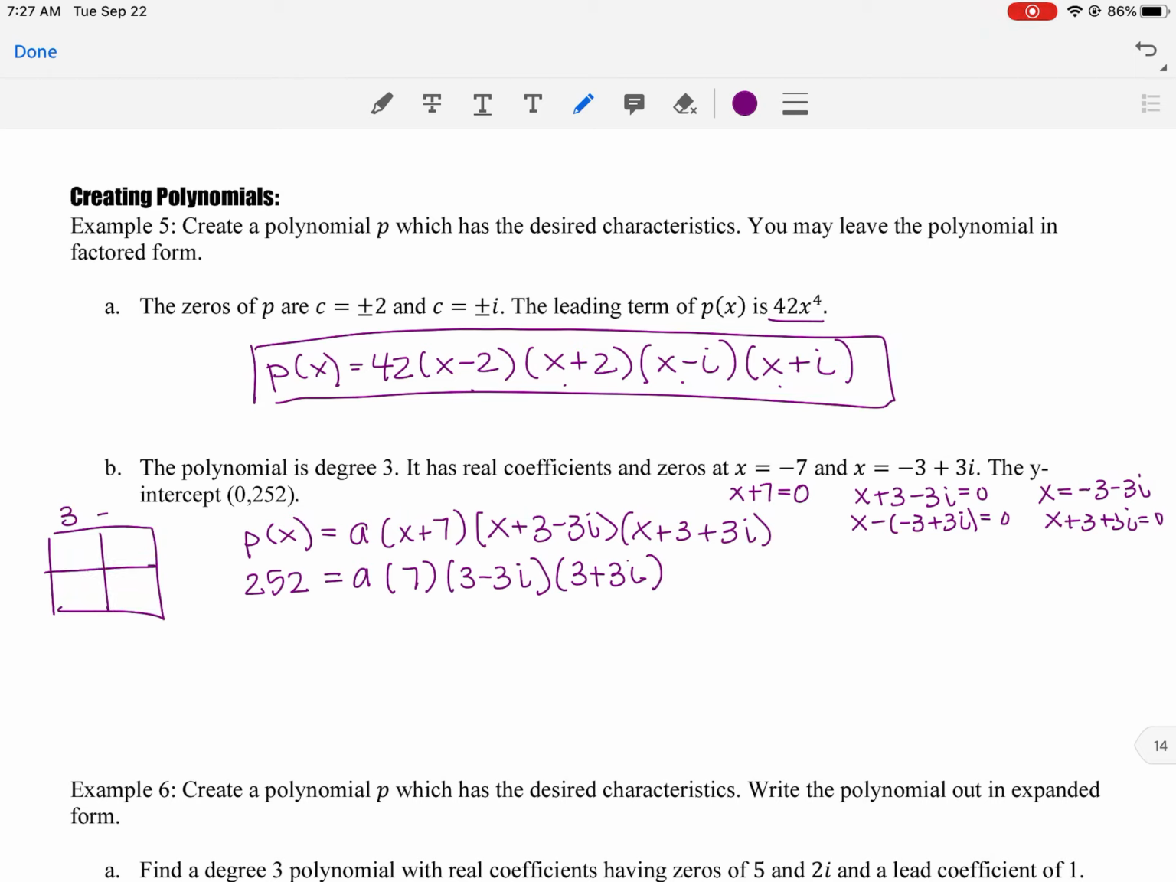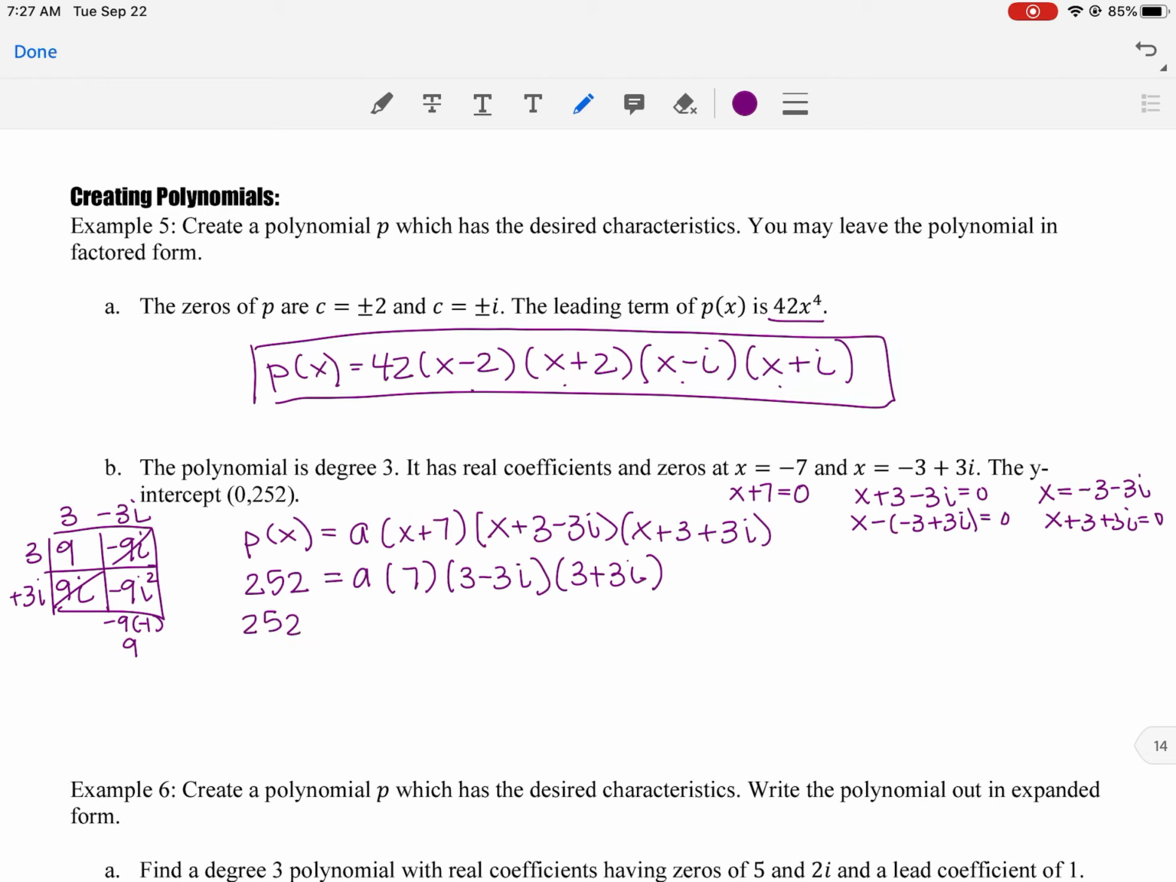So the 3 minus 3i and the 3 plus 3i give us. So we get 9, we get a negative 9i, we get positive 9i, we get negative 9i squared. Notice the 9i's cancel. The negative 9 and the i squared is a negative 1. So we really get positive 9. So really here we just have 9 plus 9.